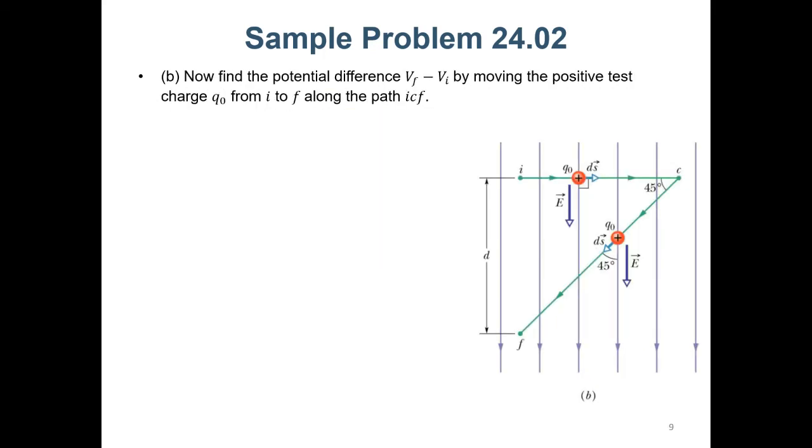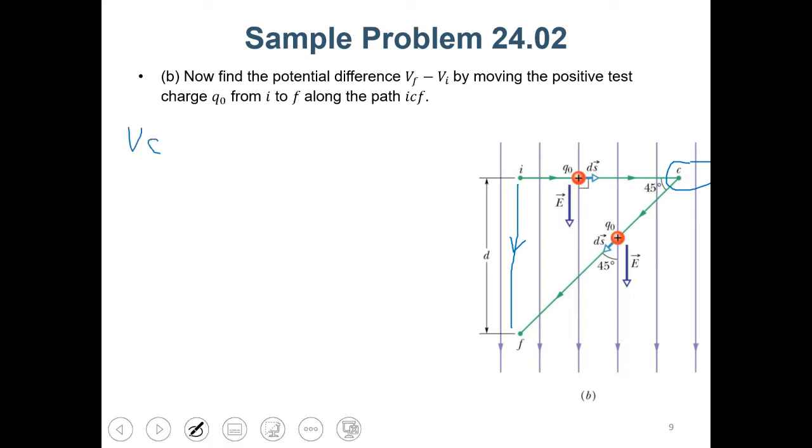So for part B, this is still d, and it tries to go in another path. Try to go from I to C and then go to F. For the previous case, we went directly from I to F. Now we try to calculate the voltage difference VF minus VI by going through I, C, and F. And actually it should be the same, but it's another example to show you if you don't really believe that one.